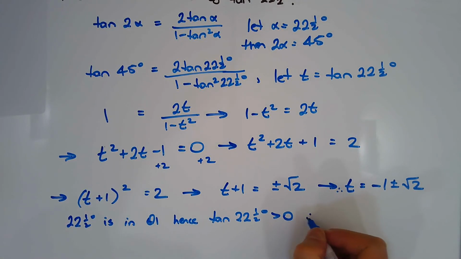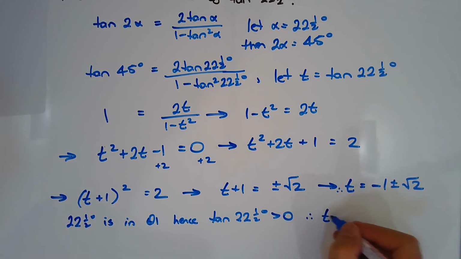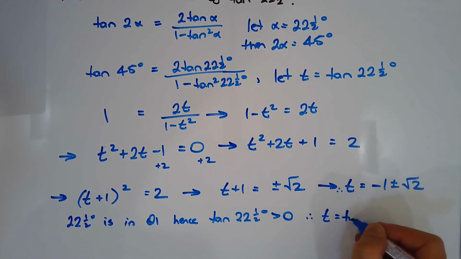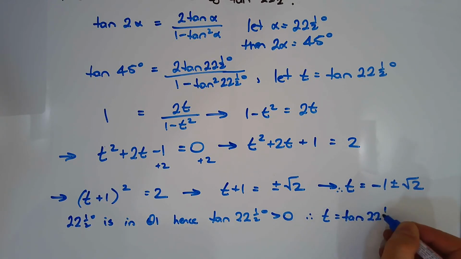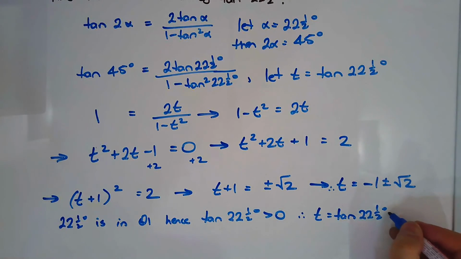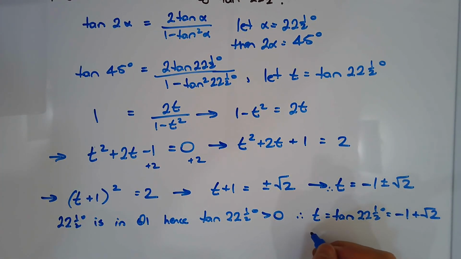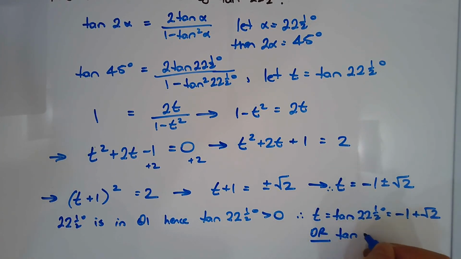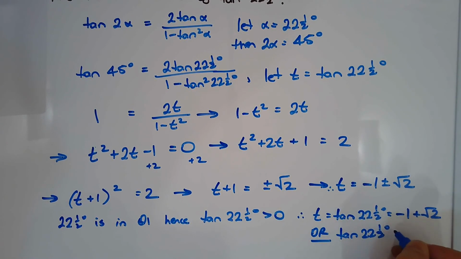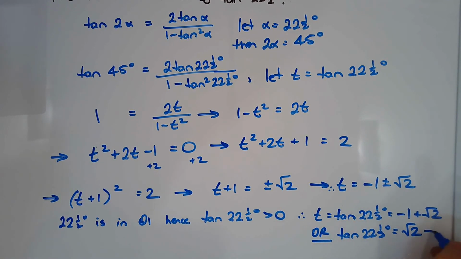So therefore, t, which is equal to tan 22.5 degrees, is equal to negative 1 plus root 2, or if you like, just to keep it neat and tidy, you could write it as root 2 minus 1.